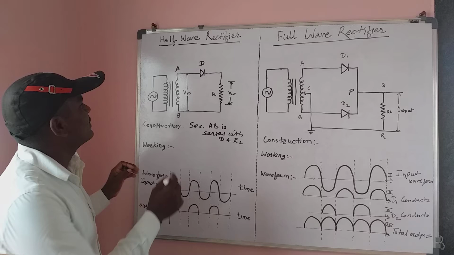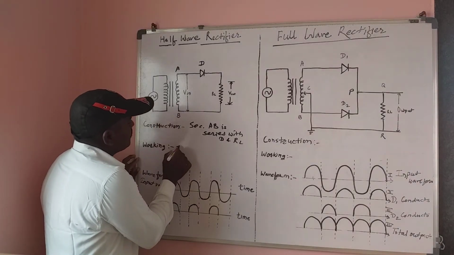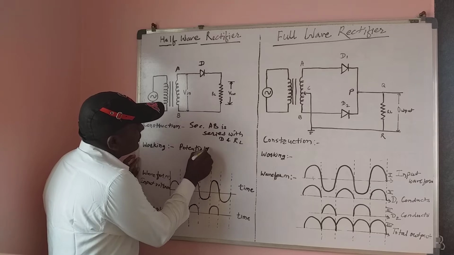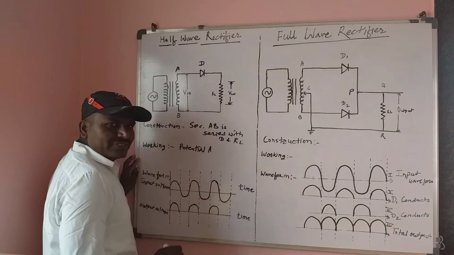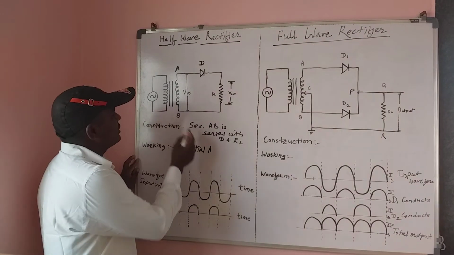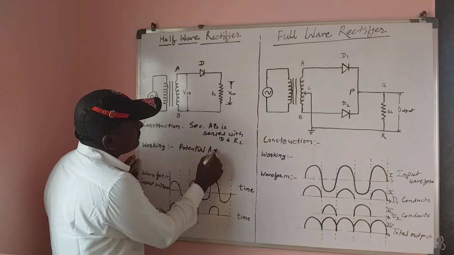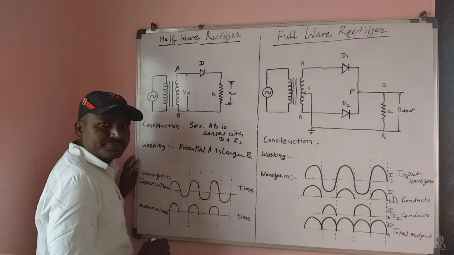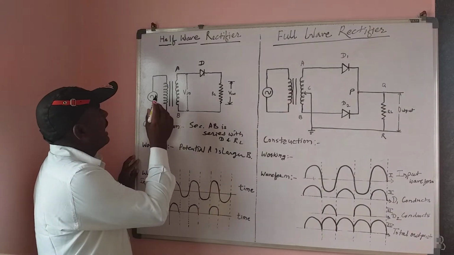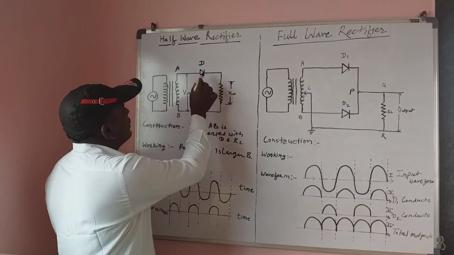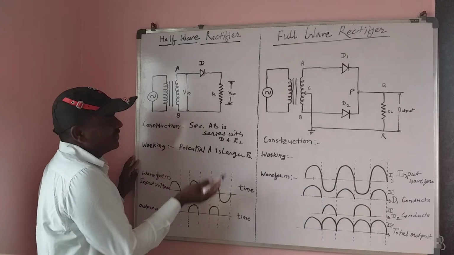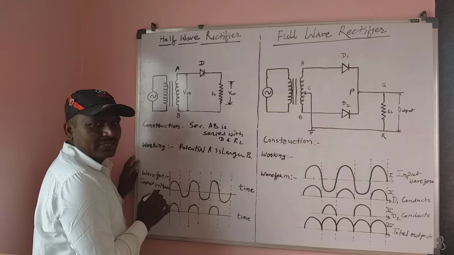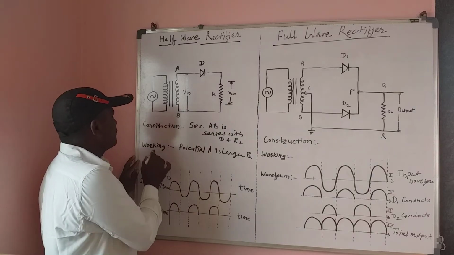In the first condition, the potential at A is larger with respect to B, and in that condition diode D is in forward bias, it conducts and current flows through the load resistance. This is the first condition for the working.